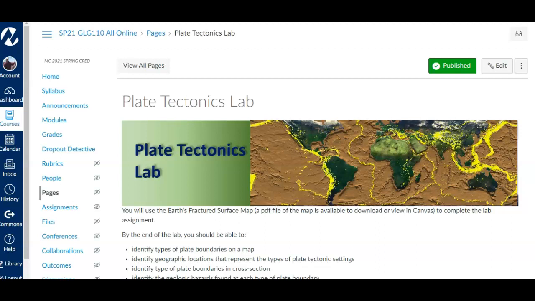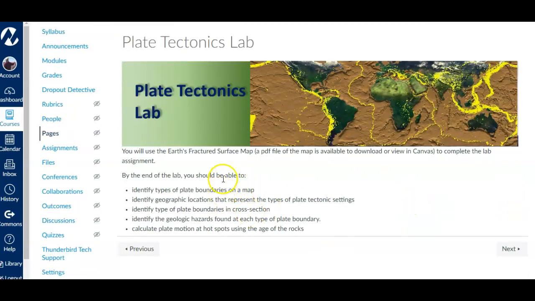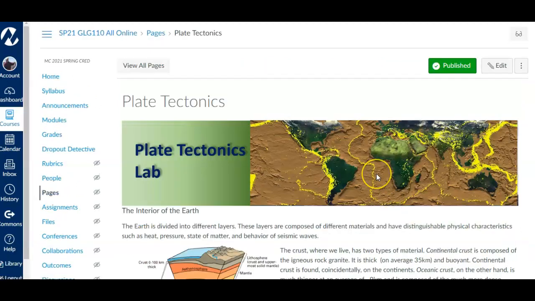This is just a little tutorial to help you with the plate tectonics lab. So you'll have to view this page, which is just an intro to tell you what you're going to do today or in this lab. And then there's a little review.